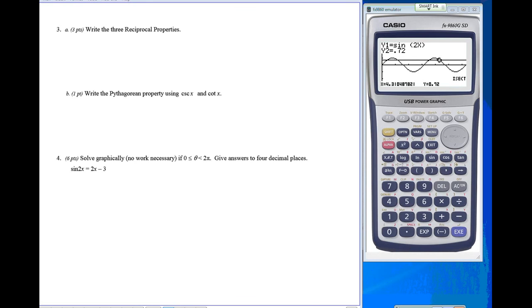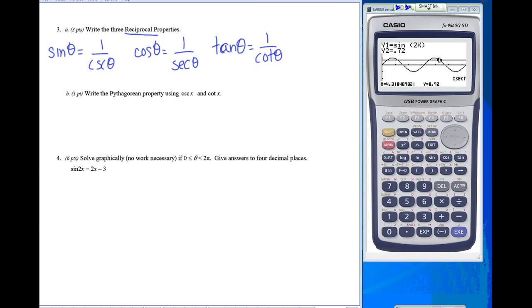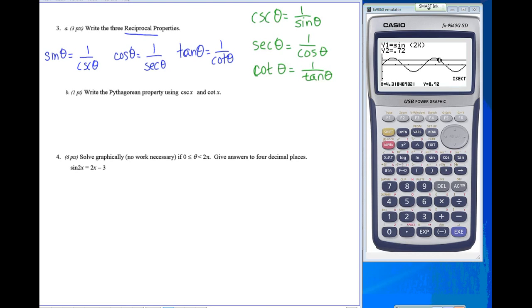Okay. Turning the page, we have write the 3 reciprocal properties. You really need to know all your fundamental identities. Reciprocal is when you flip something. So I would say that the sine is 1 over the cosecant. I need to know that the cosine is 1 over the secant. And I need to know that the tangent is 1 over the cotangent. Likewise, I could have written the opposites of these. So I could have there that the cosecant's 1 over the sine, the secant's 1 over the cosine, and the cotangent is 1 over the tangent. It doesn't matter which set you write, but you need to know all 3 of the different trig functions.